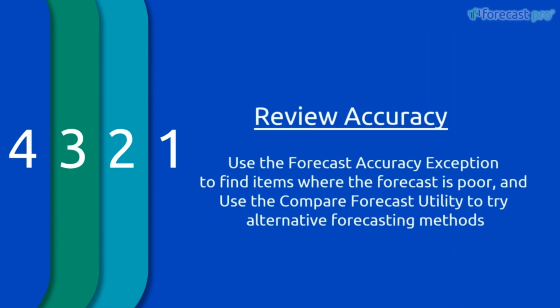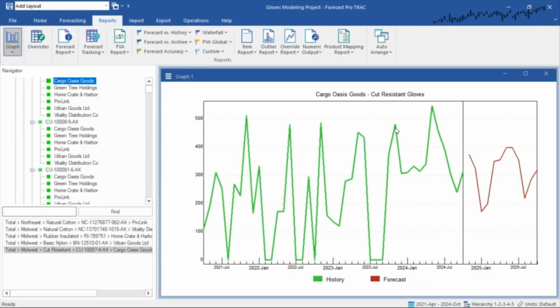In our first example, we'll use the forecast accuracy exception report to find items with a poor forecast relative to the previous period, and then demonstrate how we can examine alternative forecasting methods using the Compare Forecast utility. Here I am in Forecast Pro.